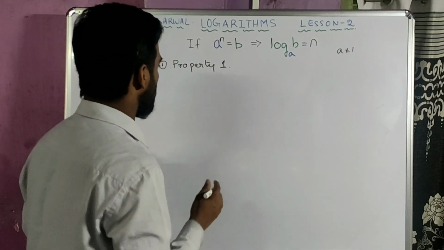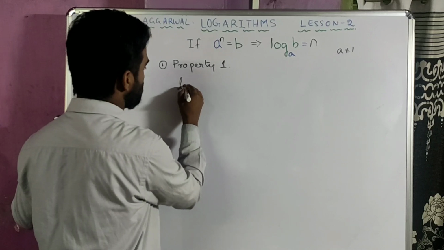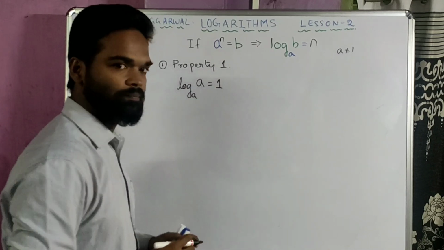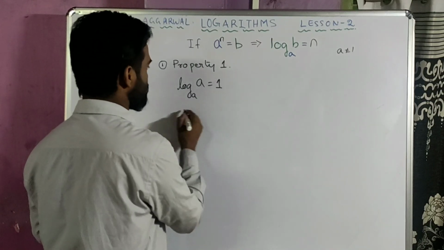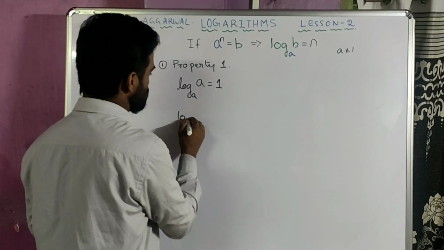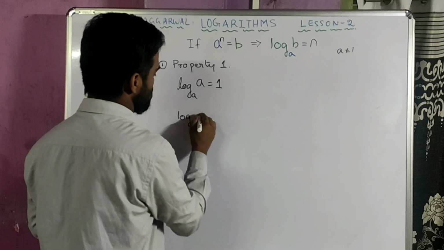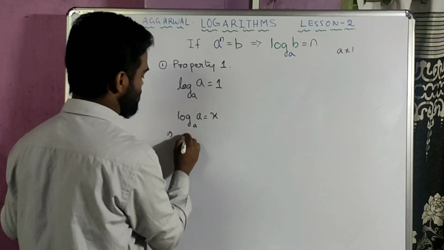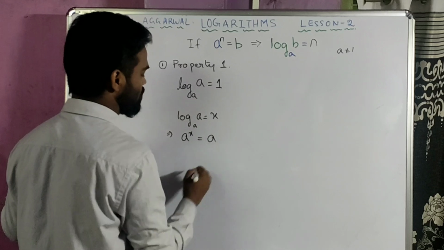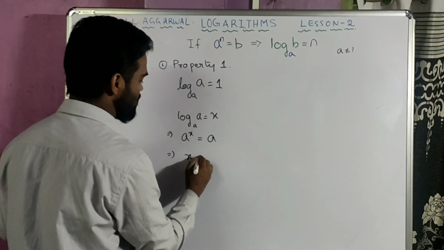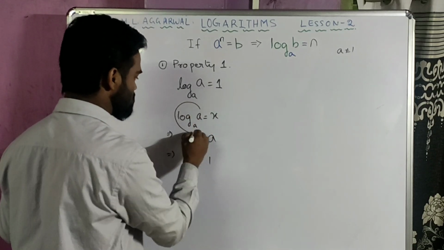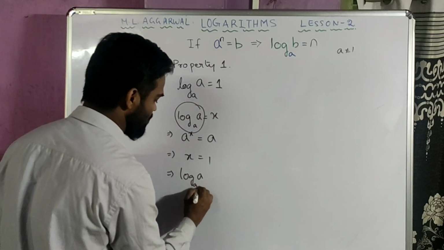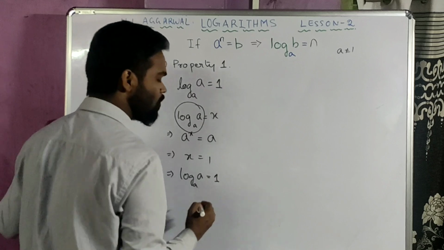Look at the first property. Log of a base a equals 1. Now how is this? Look over here. Suppose log a base a is equal to x. Then in exponential form, can I write a to the power x equals a? Which means can I write x equals 1? Which implies log of a base a equals 1.